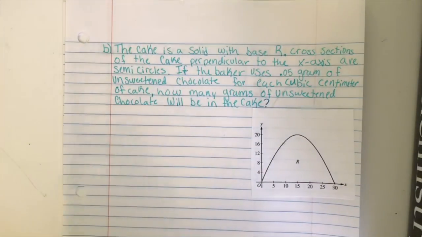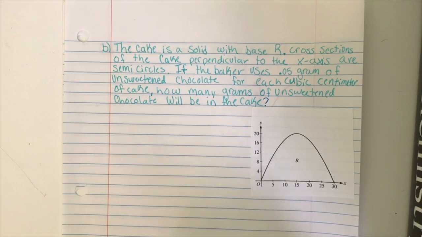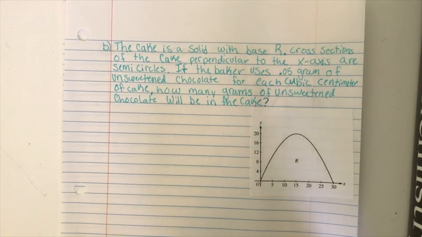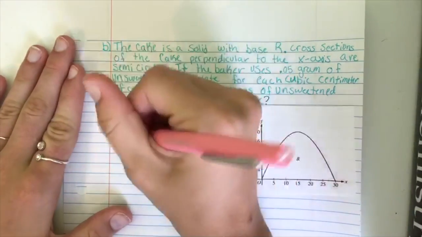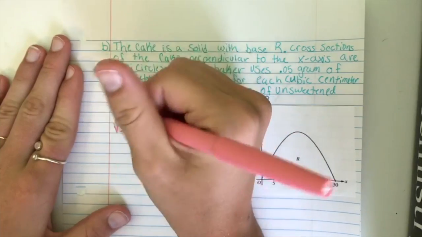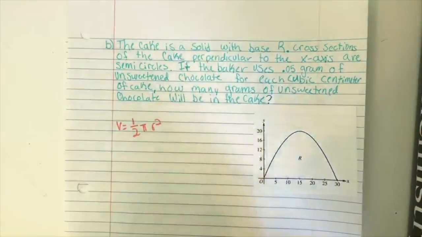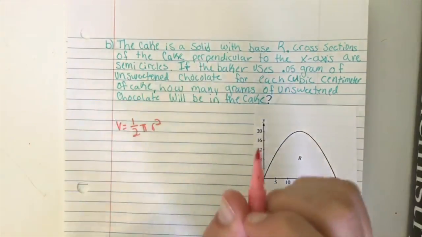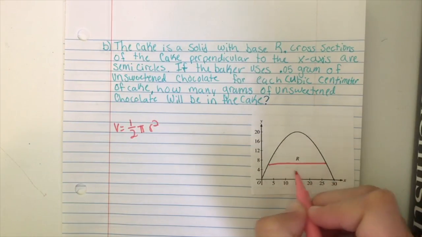So for this problem, they're asking you to take the volume of the cake, and once you find the volume, they're going to ask you to multiply by how many grams per cubic centimeter of the cake you get. And so you're going to start with your volume equation, which equals 1/2 pi r squared. So now that you know your volume equation, you're going to take it for the curve. So you're going to use f of x as your diameter. So this is your diameter.